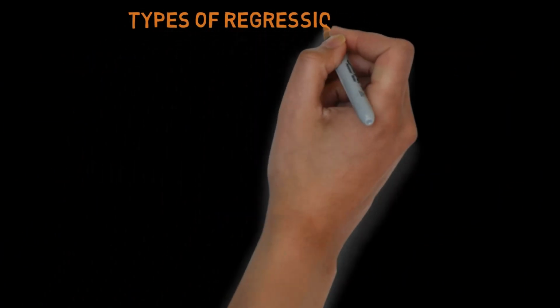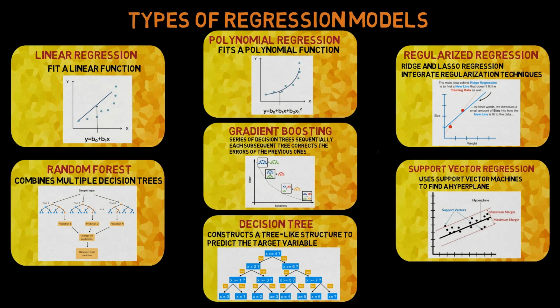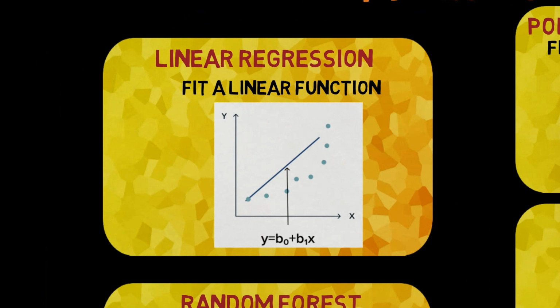Types of regression models. Linear regression. This model assumes a straight-line relationship between independent variables and the dependent variable, aiming to fit a linear function to the data.